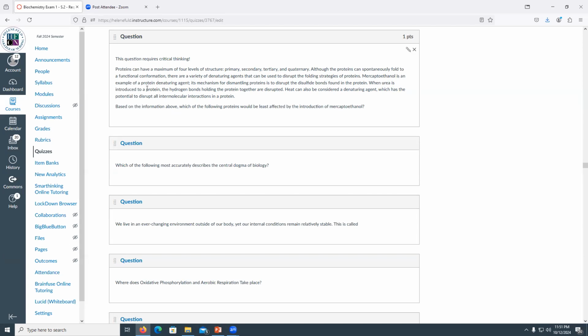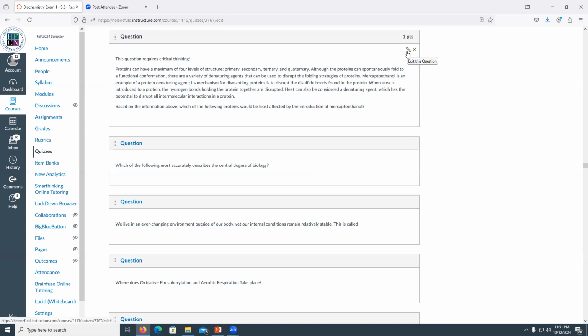When urea is introduced, urea is like mercaptoethanol, but it does not break disulfide bridges. It breaks the hydrogen bonds holding the proteins together. So if you apply urea to an alpha helix, you will go right back to a primary structure because it breaks all the hydrogen bonds. Heat can also be considered a denaturing agent, which has the potential to disrupt all molecular interactions in a protein. Based on the information, which of the following proteins would be least affected by the introduction of mercaptoethanol?